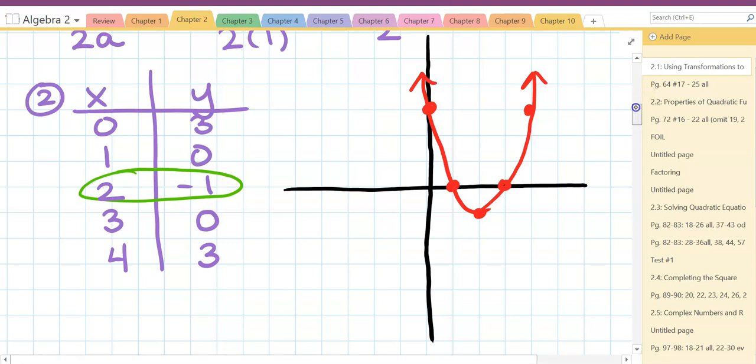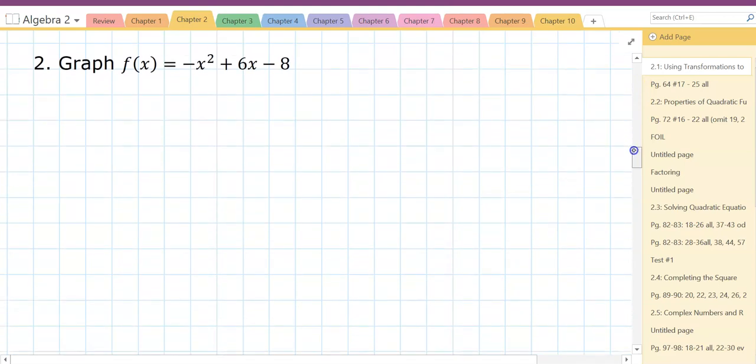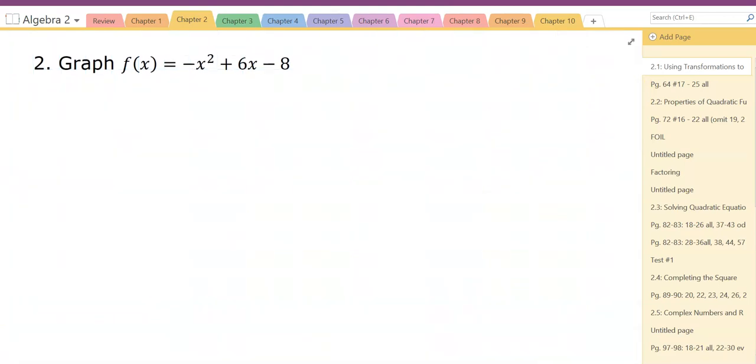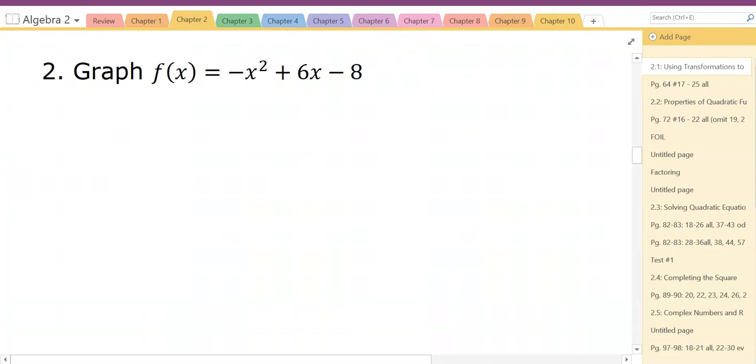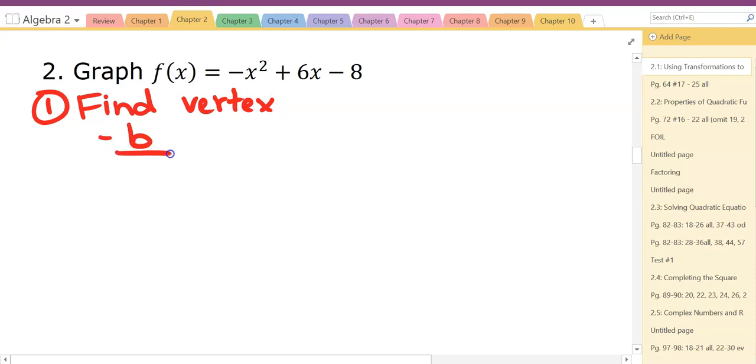Okay? Why don't you guys try one here? I'm going to give you a couple minutes. I want you to try this whole problem. Start by finding your vertex. So do that -b over 2a. And then make your table.